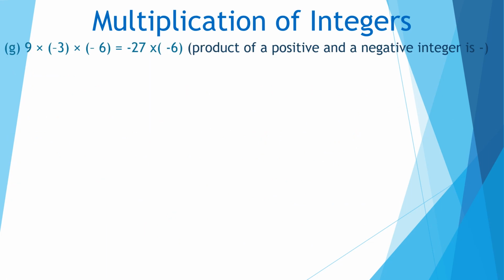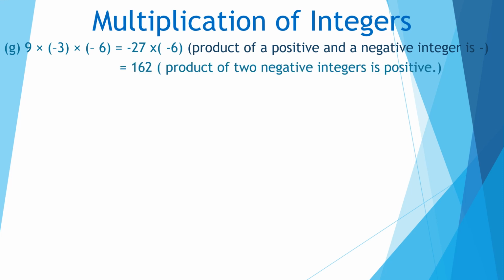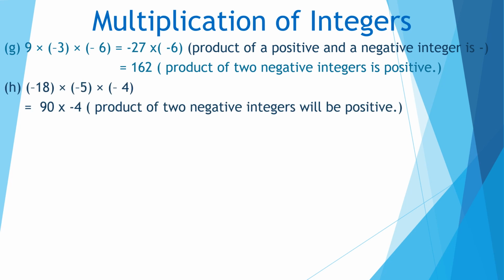9 multiplied by minus 3 multiplied by minus 6. Here again we first take the first two integers, a positive and a negative integer. The product will be negative, that is minus 27. Now we multiply minus 27 and minus 6. Both the integers are negative, so the product will be positive 162.